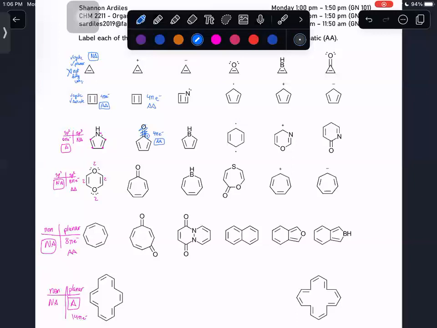Does a radical count towards conjugation? Yes, physically, because it's in the p orbital. So as long as there's an electron in the p orbital, it helps towards conjugation. Holding that, right? That's two.